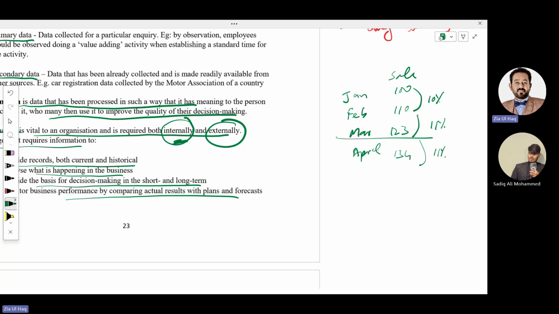So based on past and current, we can prepare a future forecast, meaning we analyze the trend in the past, and by applying that trend on current, we can analyze our future figures. So management needs information, current, previous, internal, external. Why? To make their decisions, to make future plans.